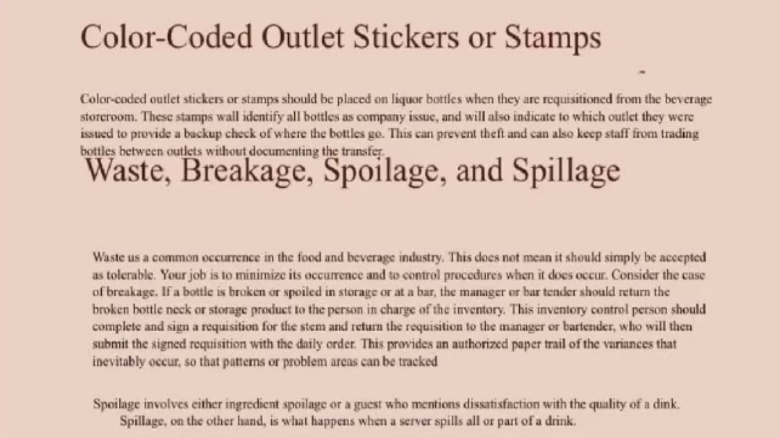And the last is spillage. This is simply the accidental spilling of a drink by a server. The document does not explicitly detail procedure for spillage, but the implication is that it should be noted and possibly included in a waste report. The system relies on a combination of color-coded tracking stickers or stamps and a requisition process for managing losses. This requisition form serves as an audit trail, allowing for the identification of patterns and problem areas.